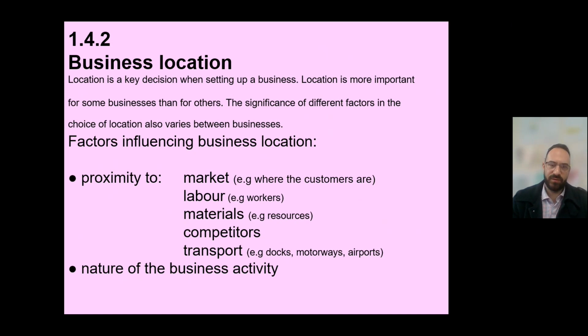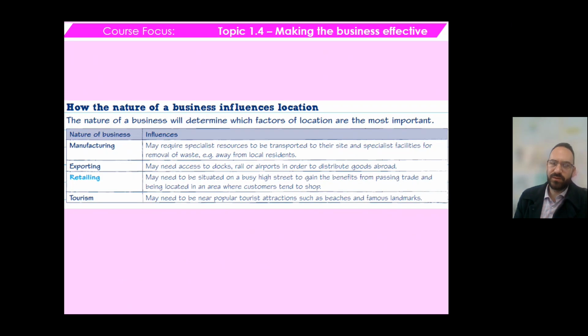materials, so what resources you're going to need for your business, where your competitors are, and transport, the nature of business activity. So here's just a few examples so that if you've got a manufacturing business, you may require specialist resources to be transported to your site and specialist facilities for removal of waste. So these are things that you need to be aware of in your process.